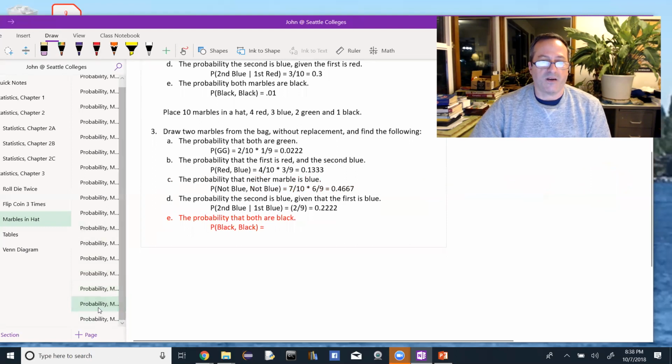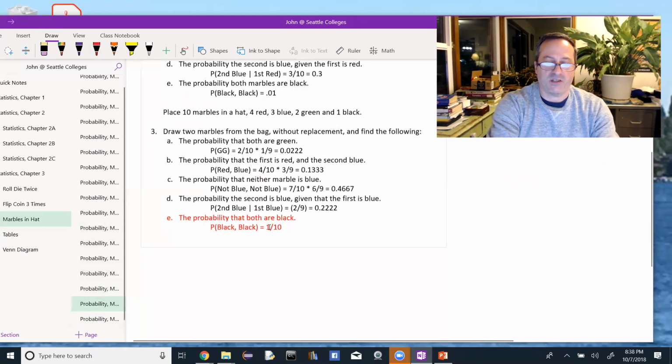Okay, the last problem, probability that both are black. Well, there's only one black marble, so the probability the first one is black is 1 out of 10, but then there are no more black marbles left. So that would be 0 out of 9. So that probability is 0.